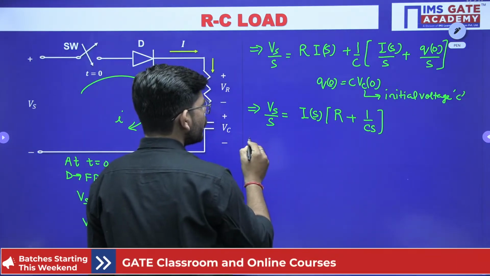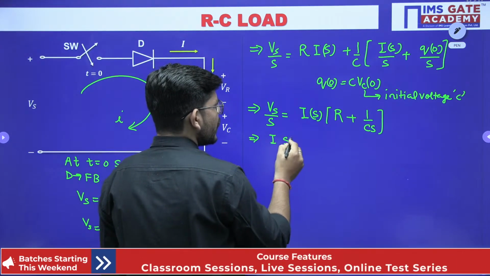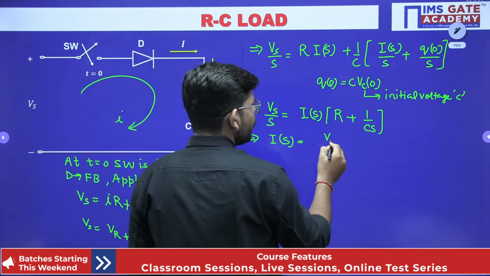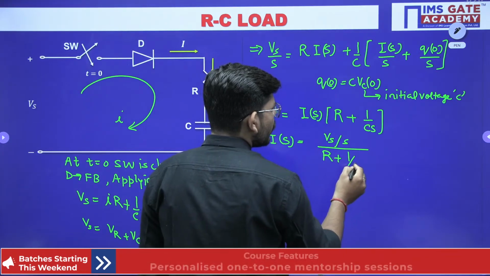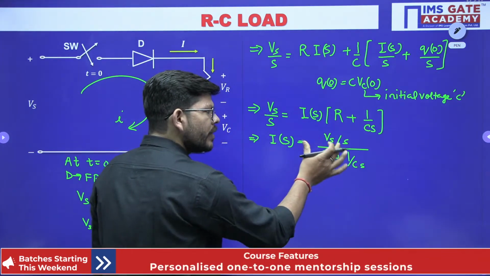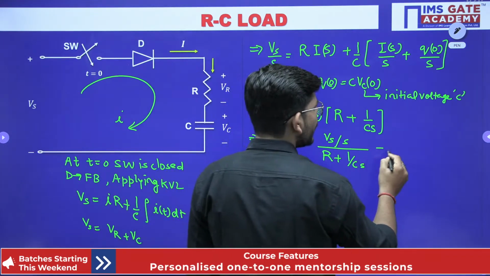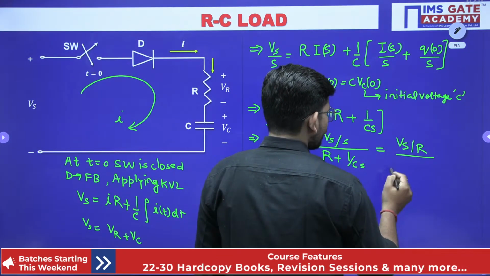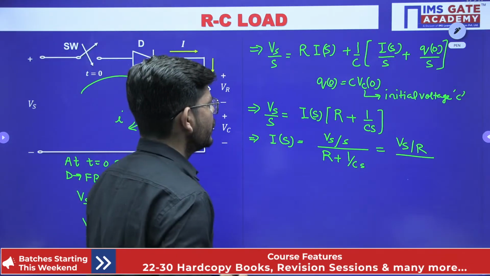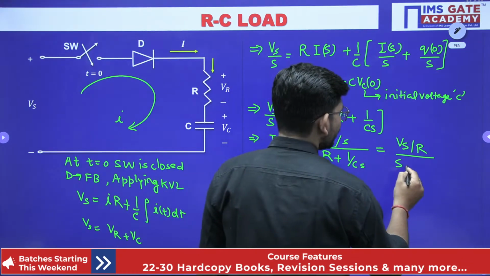So the current I(s) will be simply Vs upon S divided by R plus 1 by Cs. If we further solve this equation, we are going to get Vs upon R, divided by S plus 1 by RC.